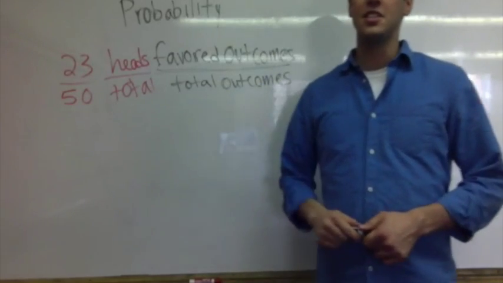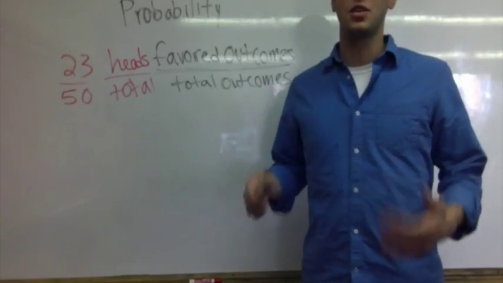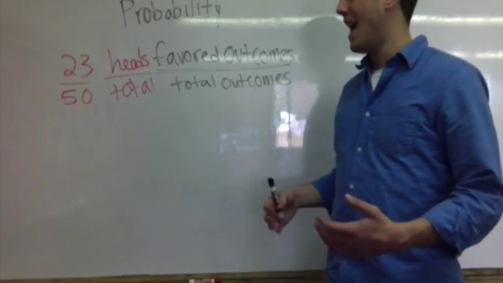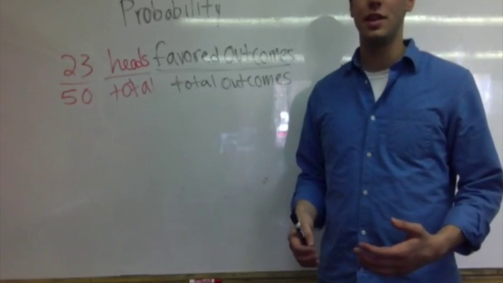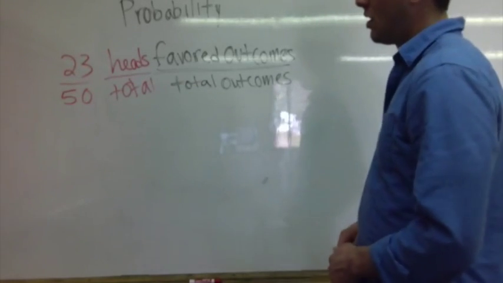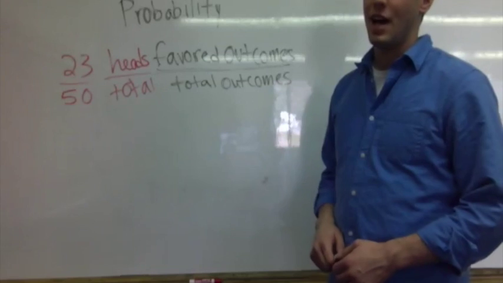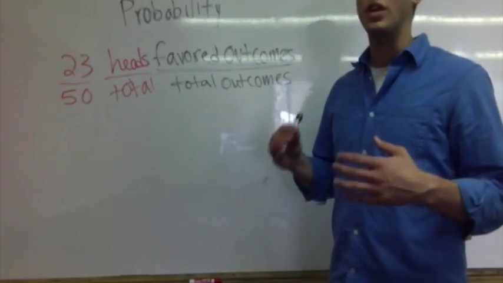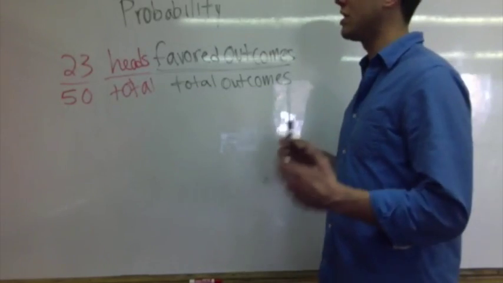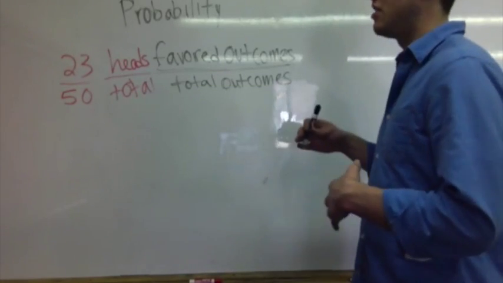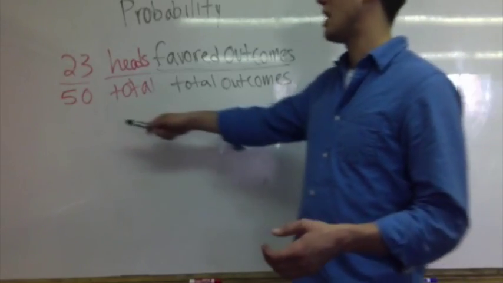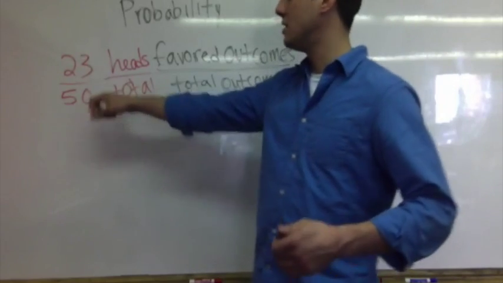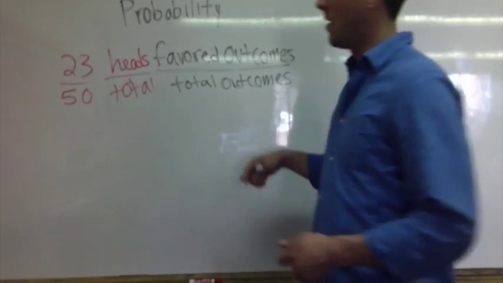Now, probability doesn't stop there. Probability then asks the question, what percent of the time will you get heads if you were to continue to do this? Now, probability doesn't tell you, it tries to make a prediction, so it doesn't tell you that it's going to be right. It says it's most likely that you'll get heads a certain percentage of the time based on what you've already done. So here's the problem now. We are going to change this fraction into a percent.